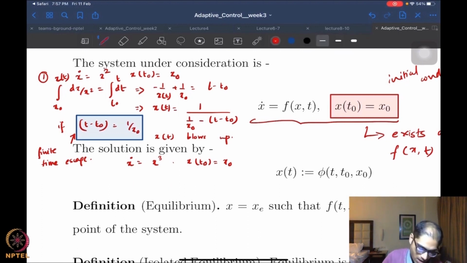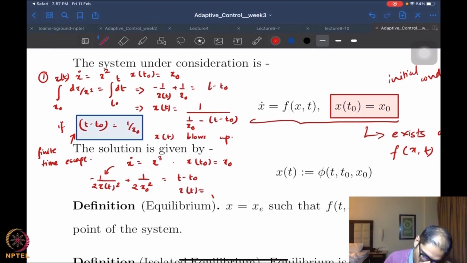If I integrate this, I will get minus 1 over twice xt squared plus 1 over twice x0 squared equals t minus t0, and from here I will get xt equal to the square root of 1 over (1 over x0 squared minus 2(t minus t0)). Okay, so this is what you will have.